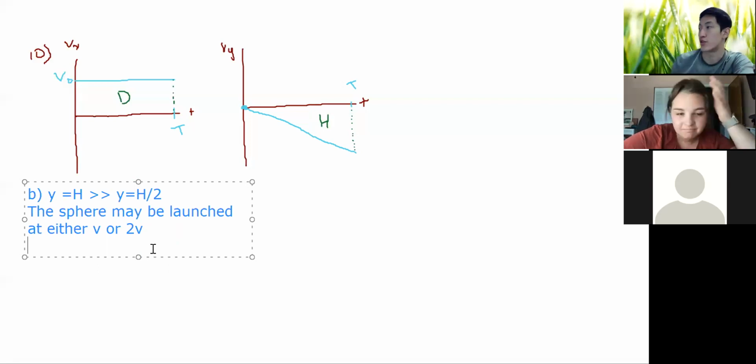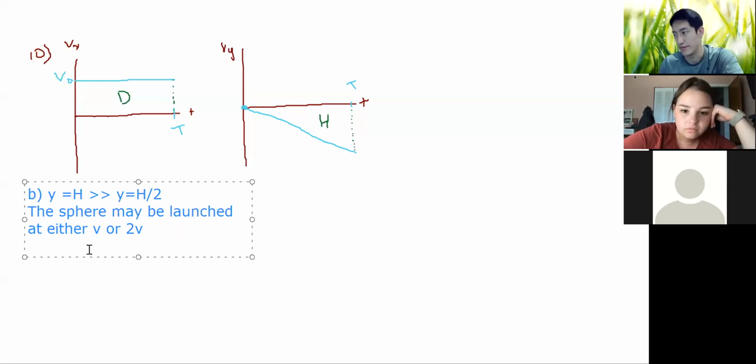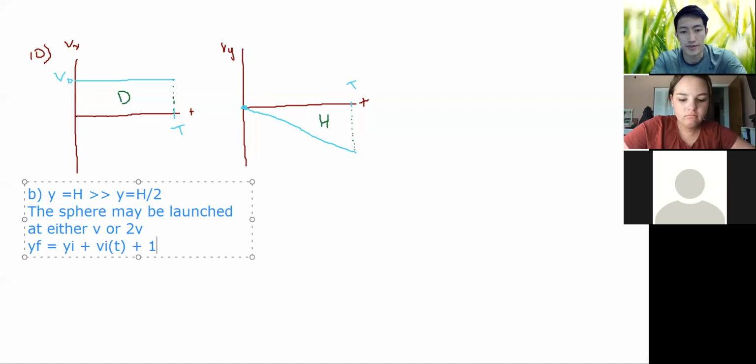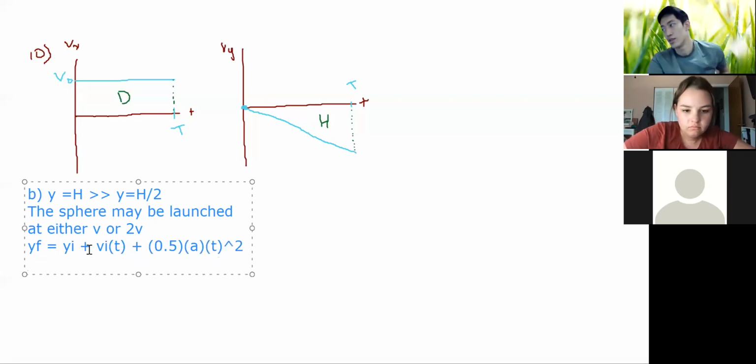It's not a trick question with many equations. Remember, you would write the kinematic equation: y final equals y initial plus v initial times t plus 1/2 negative a t squared. So that's what you have, and essentially y final is 0 in both cases.